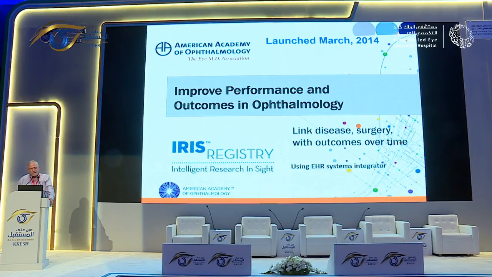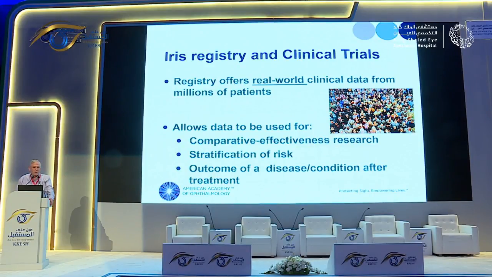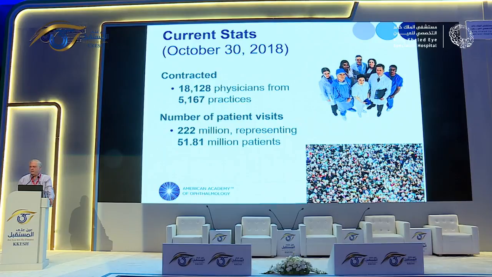The Academy launched in 2014 the IRIS Registry. This is the improved performance and outcomes in ophthalmology, linking diseases, surgery with outcomes over time, and using EHR systems to integrate this data. The registry offers real-world clinical data for millions of patients, and it gives us the opportunity to be used for comparative effective research, stratification of risk in various diseases, and outcomes of disease and conditions after treatment. Now look at these statistics, and these are just a few weeks old.